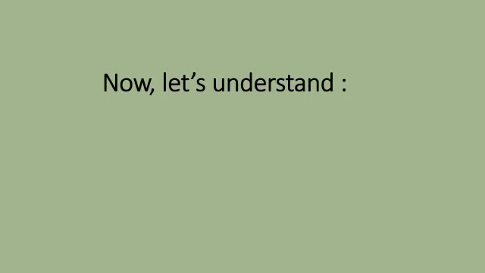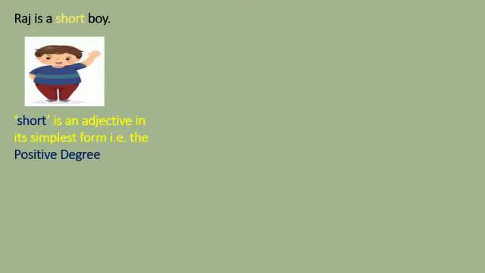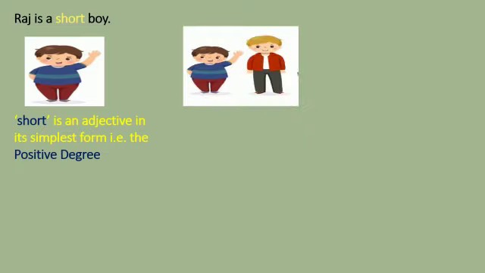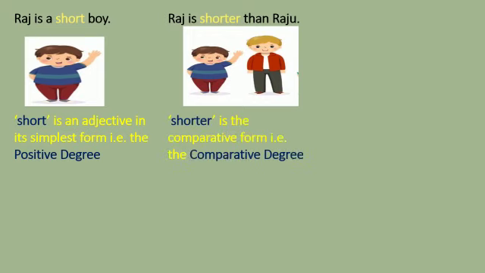Now let's understand degrees of comparison. Raj is a short boy. Short is an adjective in its simplest form, that is, the positive degree. Raj is shorter than Raju. Shorter is the comparative form, that is, the comparative degree.